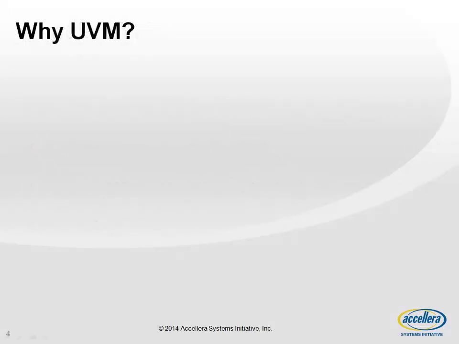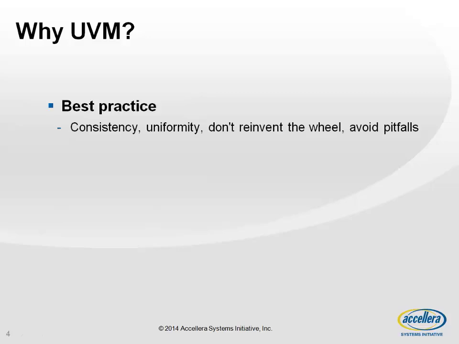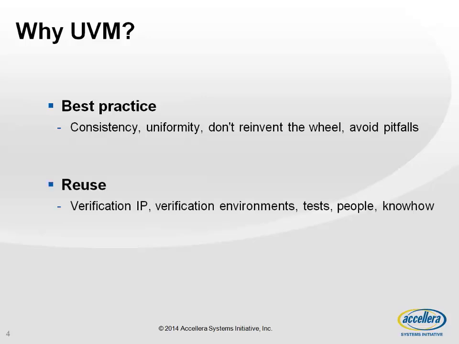So why UVM? Well, I'm going to keep this very simple, just 2 points. Point number 1, you should be using UVM because it will help you to adopt best practice. It'll help you to create code that's consistent, uniform, avoid you having to reinvent the wheel, avoid pitfalls. And then secondly, for reuse. If you're using UVM, it's because you want to be able to reuse something. UVM enables you to reuse verification IP, verification components, verification environments, tests, people, know-how. So reuse at a technical level and reuse at an organizational level comes from UVM.